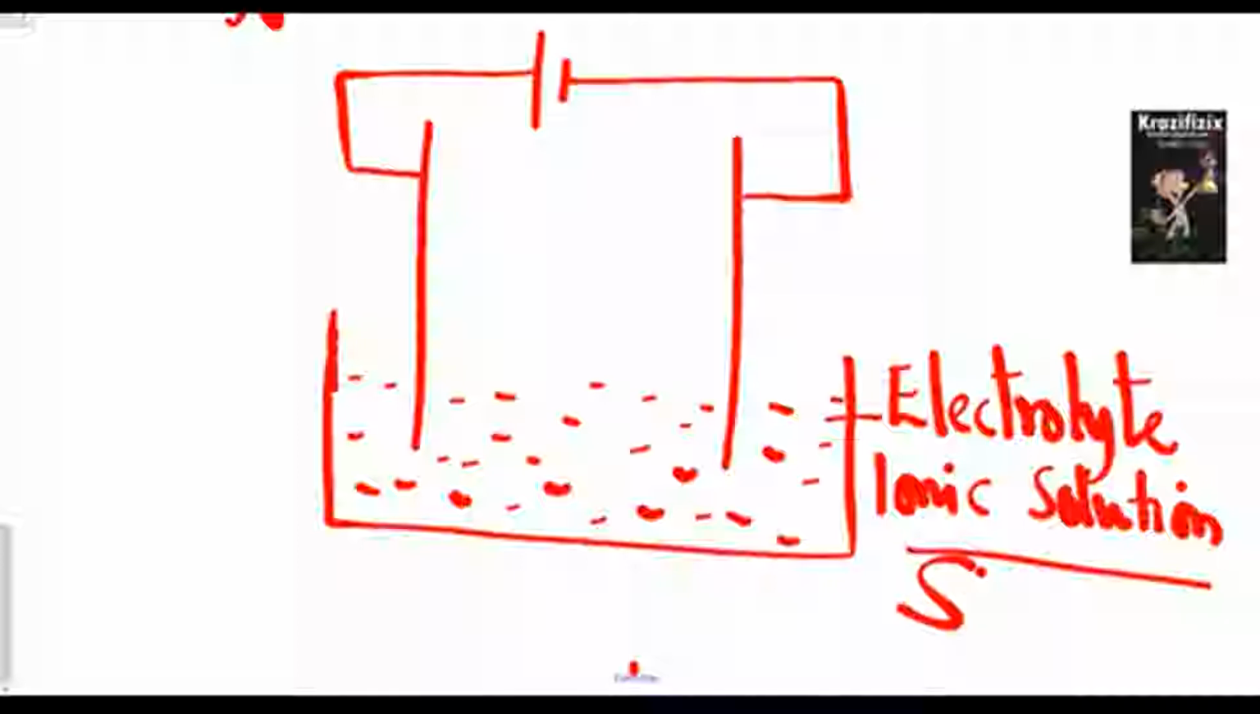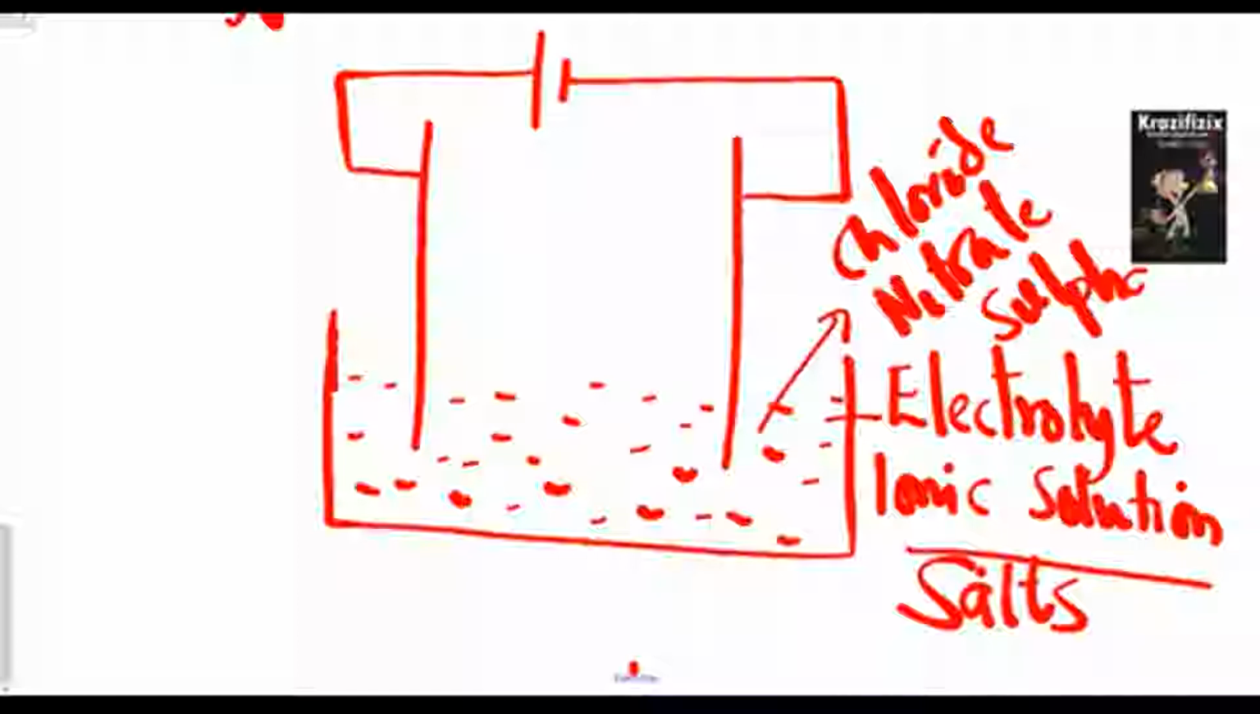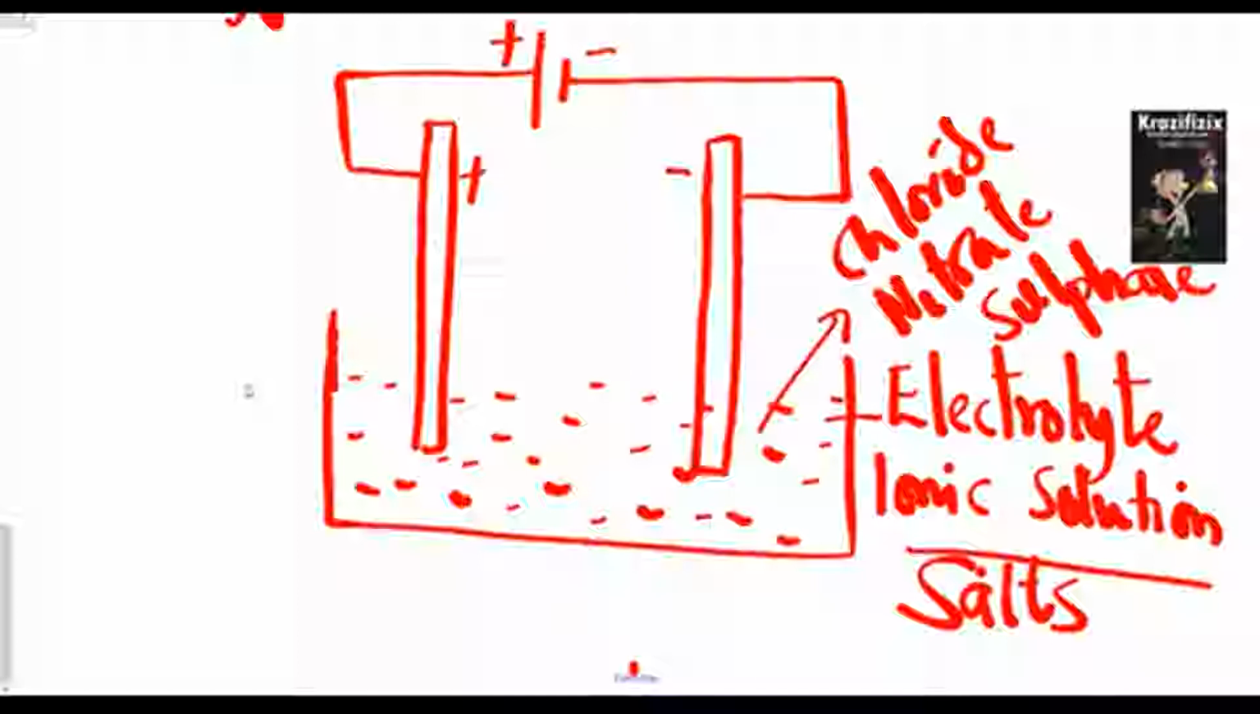Most of the time we use salts. An example of salt, like we mentioned, you have your chloride, you have your nitrate, and you have your sulfate. These are examples: chloride, nitrate, and sulfate. All right, this is the positive terminal and this is the negative. So this electrode will be our positive electrode, and this electrode will be our negative electrode.